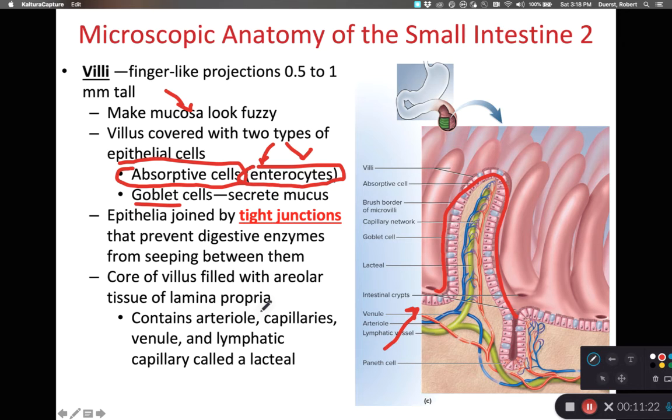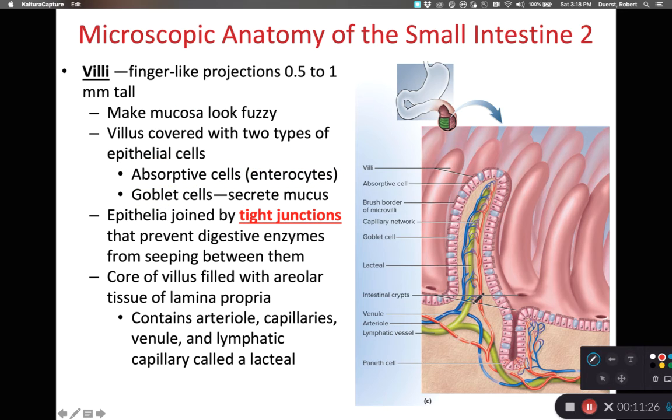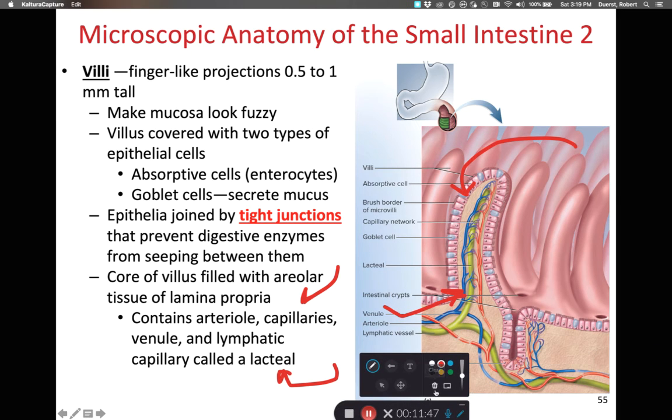And as we look at the villus in the core, let me clear the screen here. In the center of the villus, we have a blood capillary and a lacteal. The blood capillary is going to aid with the absorption of carbohydrates, proteins, and nucleic acids, whereas the lacteal within the center is going to be used for the absorption of lipids into the lymphatic system.